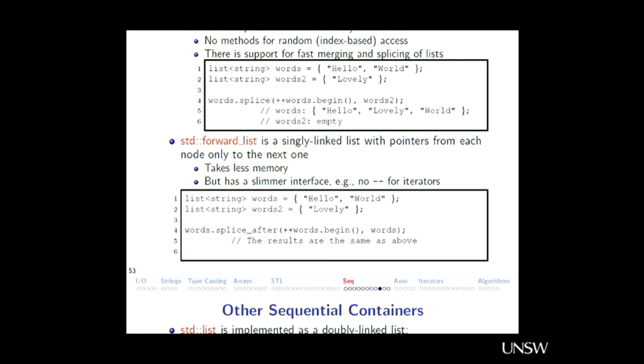It modifies both words2 and words1 as splice. But that's very efficient because it just moves the pointers around. Very, very efficient. If you tried to do that with a vector, you'd end up having to resize the vector and it'd be very slow because you have to actually manually insert that stuff.